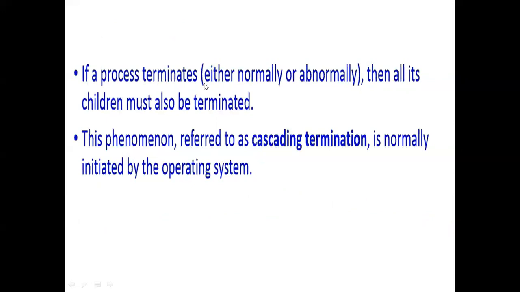If a process terminates either normally or abnormally, then all its children must also be terminated. That is, if the parent process terminates, then all its child processes may also be terminated. This phenomenon is referred to as cascading termination, and it is initiated by the operating system.